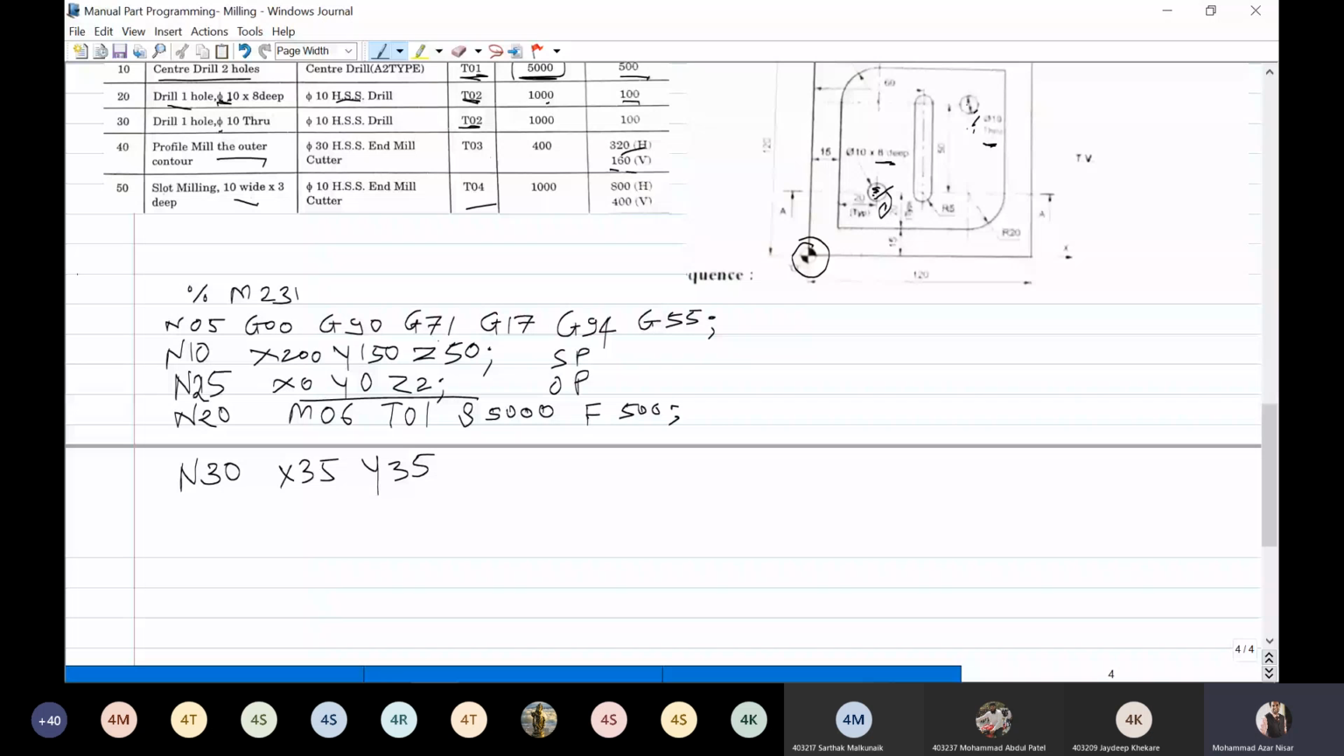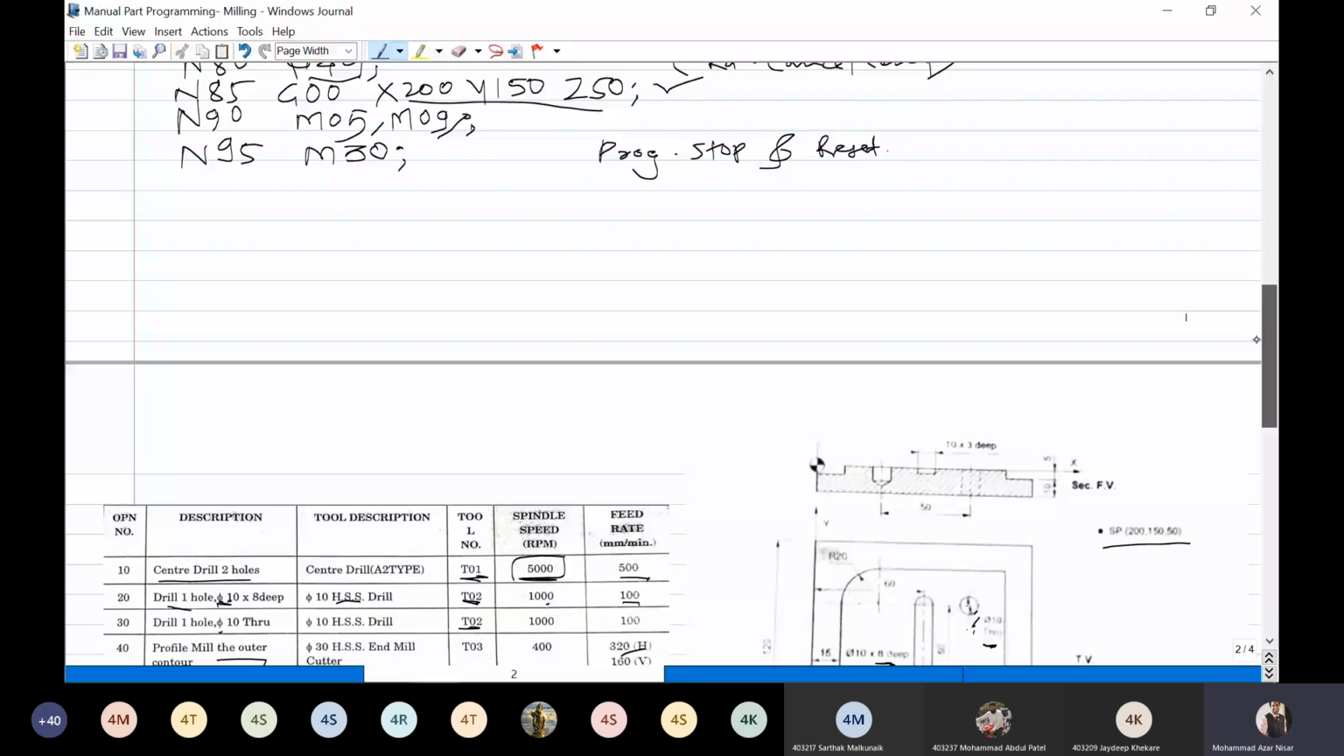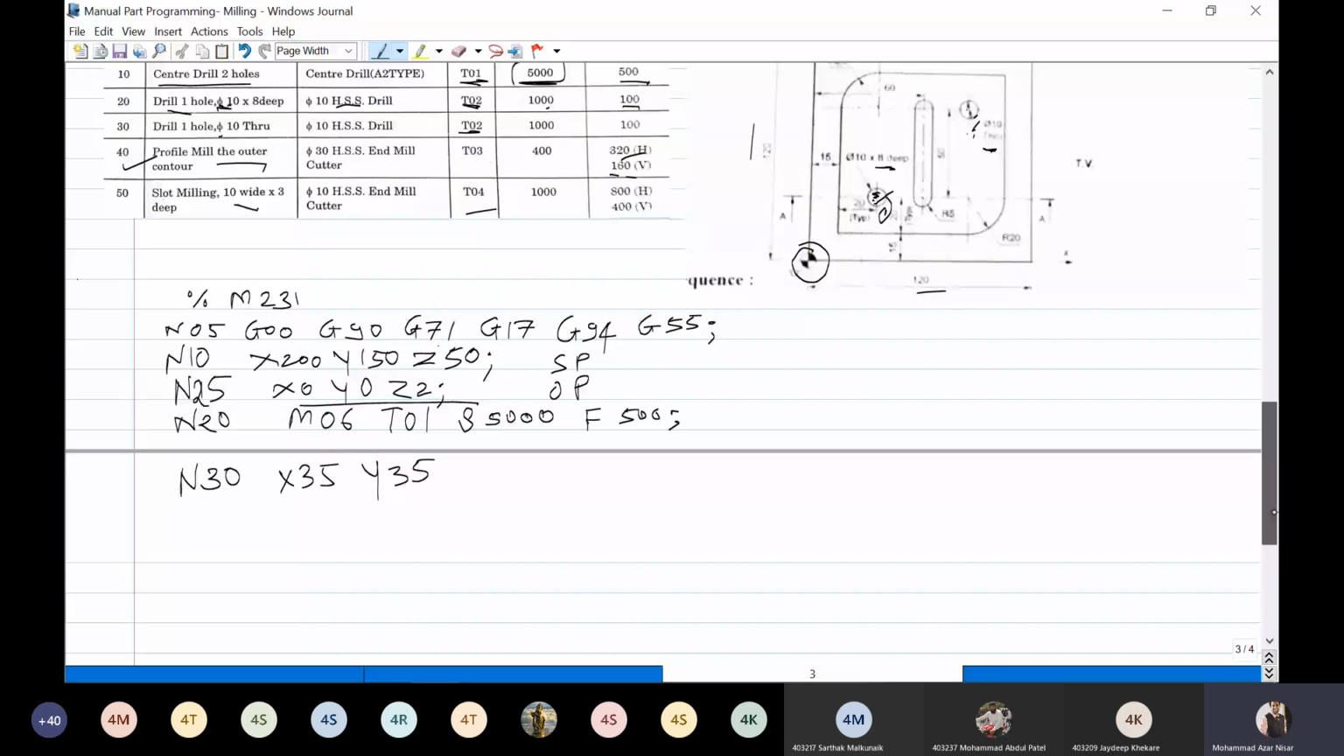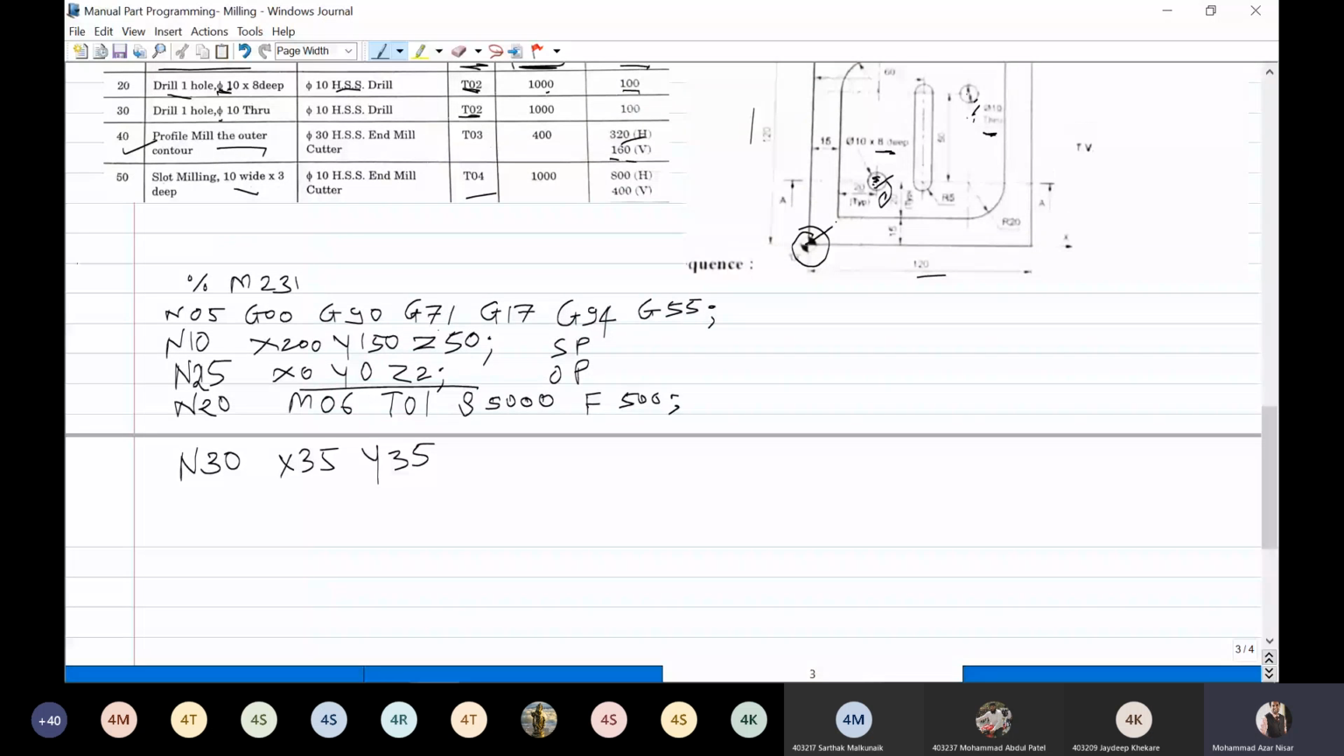Now the blank is of thickness 15 mm. It is not a profile, just a simple rectangle, 120 by 120. So it just moves from this origin position to the center of the hole position, and just about 2 mm, because I have given Z2 and not yet given the depth. So X35, Y35.